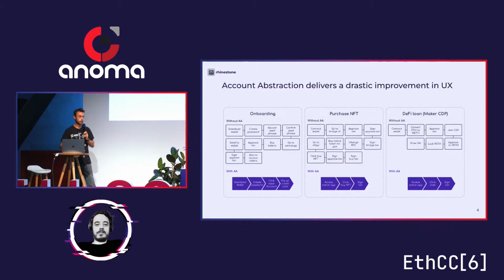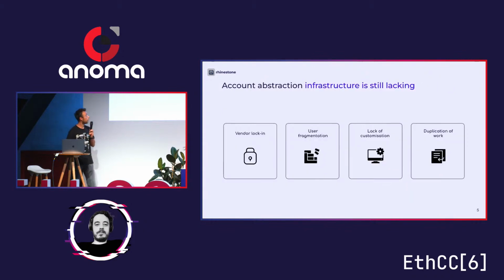I'm sure everyone has seen, there was a talk a few talks ago about using WebAuthn to drastically increase the user experience of using Ethereum. So the ideal goal of account abstraction is to drastically reduce the friction and make using Ethereum and EVM blockchains a lot simpler. However, we think that the infrastructure today and how smart accounts are built today is still very much lacking.